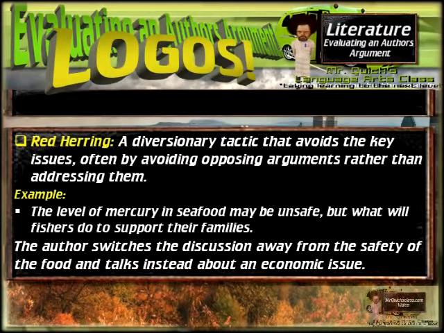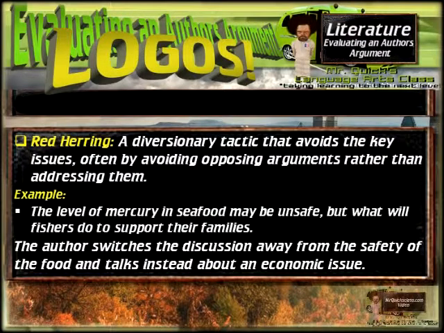Okay, let's look at another one. We call this red herring, and this is a diversionary tactic that avoids the key issue. Now, it also opposes arguments rather than addresses them. For example, the level of mercury in seafood may be unsafe, but what will fishers do to support their families? So now we started with one subject and we're ending with another subject.